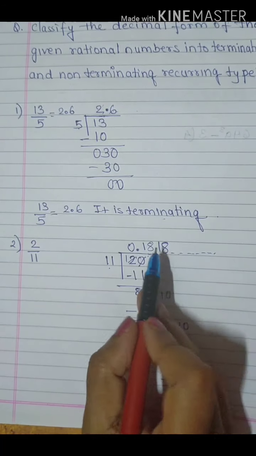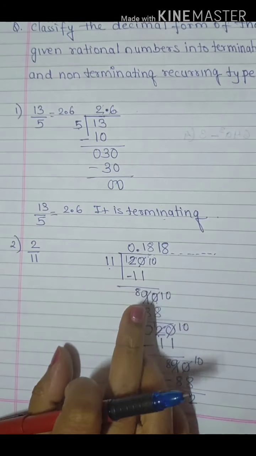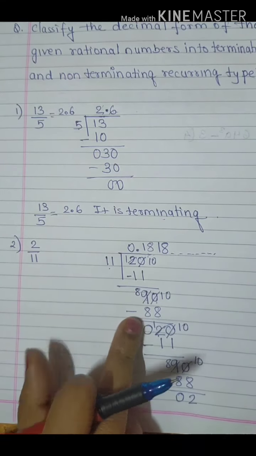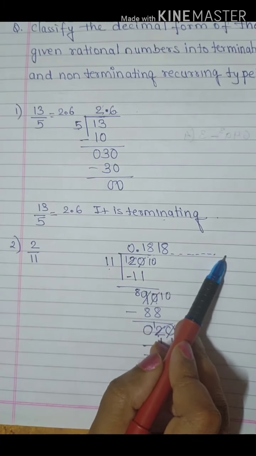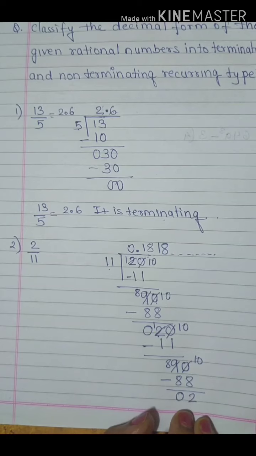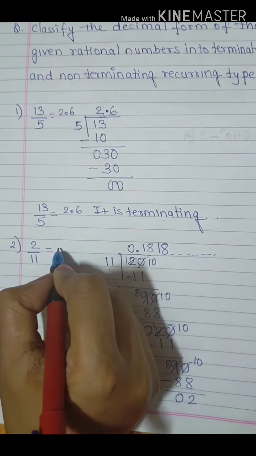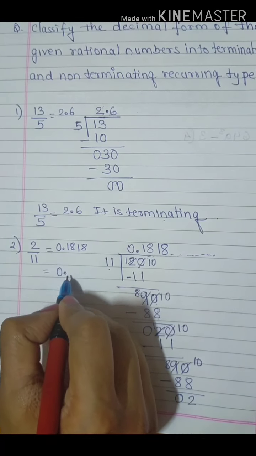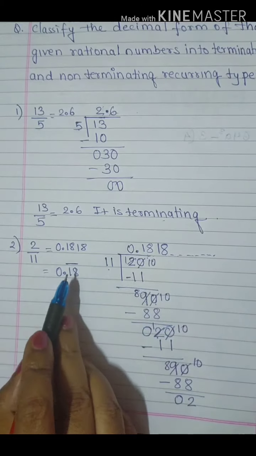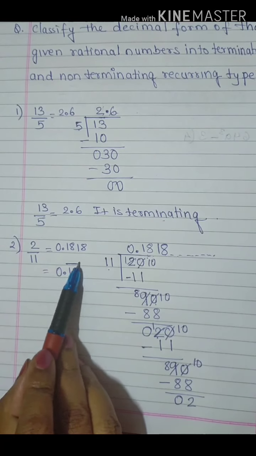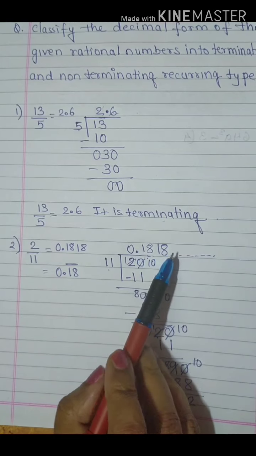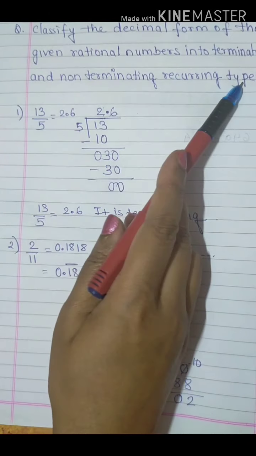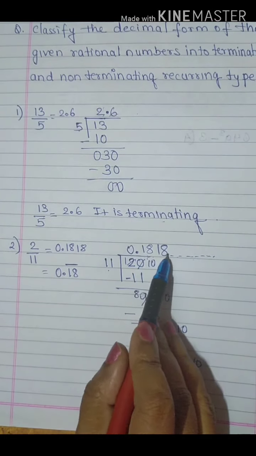Okay, so it is a non-terminating type, and that is also non-terminating recurring type, because this number is going to continue and there is no end for that. So I am writing here 0.1818. We can write in this form also. We can put bar, because we know that it goes on, it's not going to stop because of non-terminating recurring type. So repetition will continue.